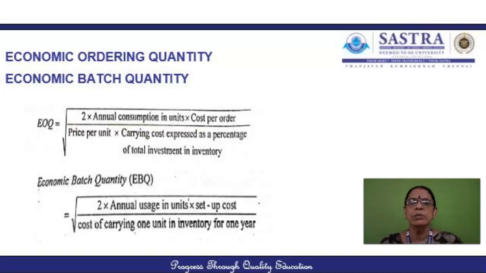What is the total cost now? Cost of ordering plus cost of carrying. For the first plant, it is 2400 plus the 600, 3000. Then 1920 plus 750, you get 2670. This is for plant B. Then for C, 1200 plus 1200, 2400. For D, 960 plus 1500, 2460.